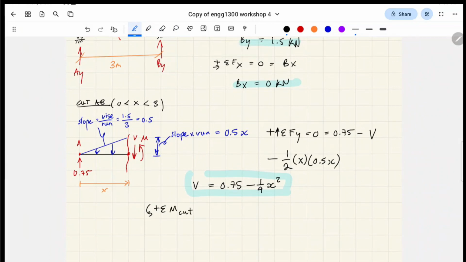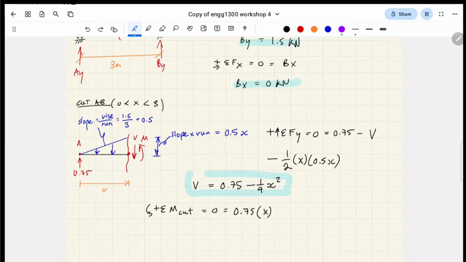We're going to take the moments about the cut, and we always take the moments about the cut here in order to derive our expression. We do a very similar thing, where let's account for this point. It's a support reaction, but we can treat it like a point load acting upwards. So that's 0.75, which is the magnitude of that force, multiplied by the lever arm, and the lever arm is x.